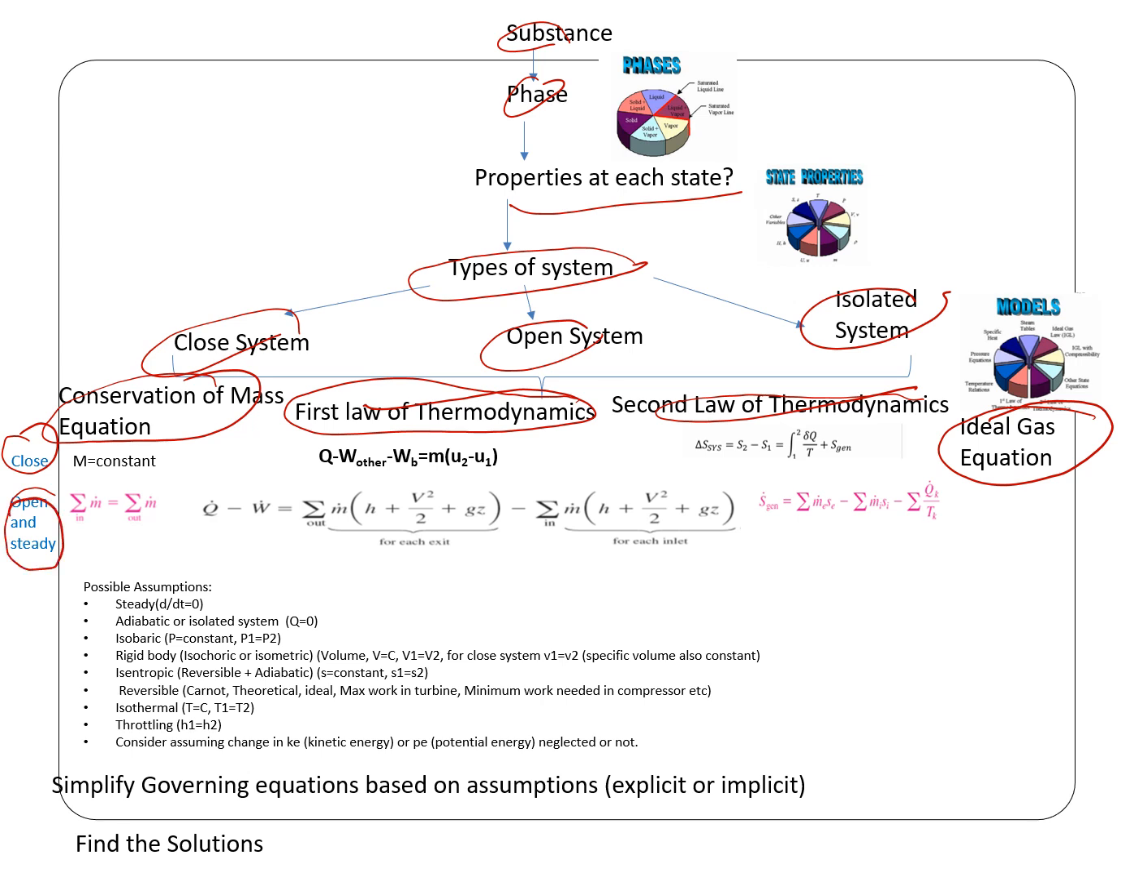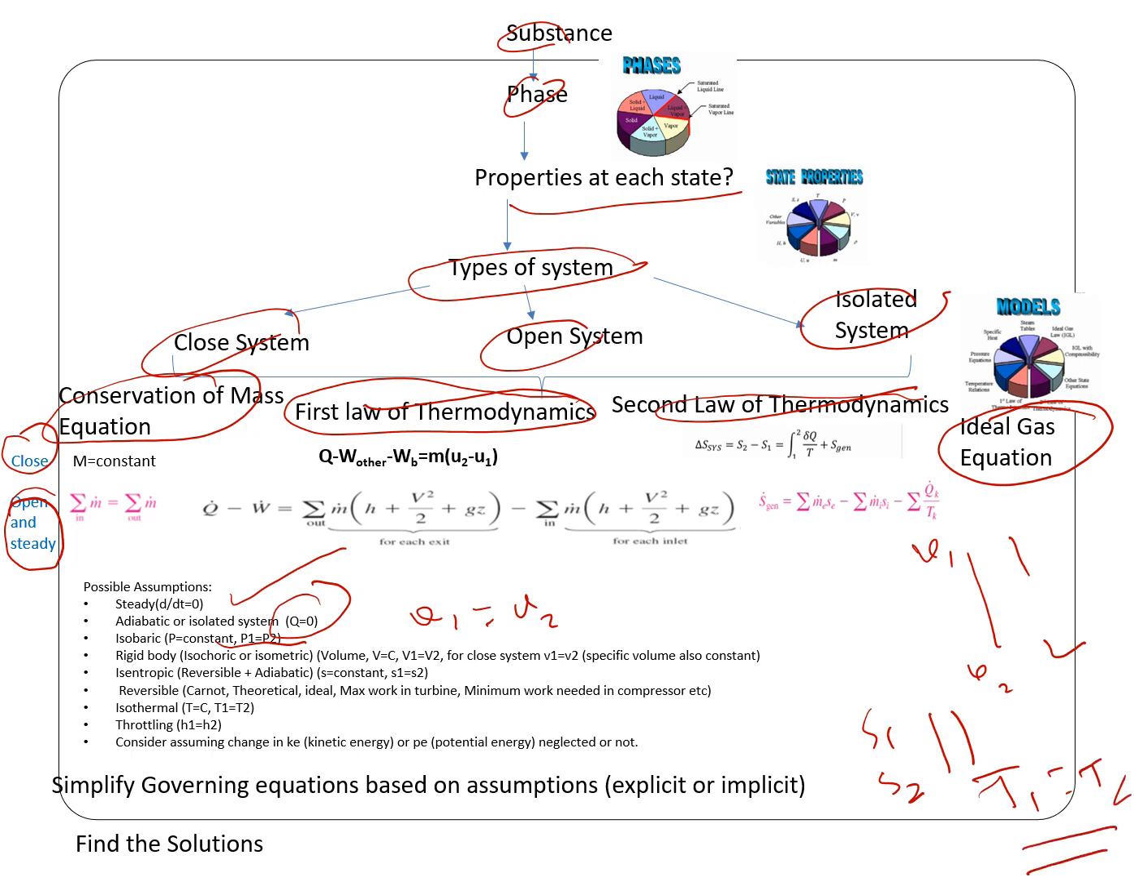The explicit assumptions that are provided in the problems are going to be very important in simplifying these thermodynamic models. For instance, if it says steady, then d/dt would be 0; adiabatic, Q is 0; isobaric, pressure is constant; rigid body means specific volume is constant. So if it's a rigid body, it provides the link between states 1 and 2, so v1 would equal v2. If it says isentropic, s1 would equal s2. If it is isothermal, then T1 would equal T2. These are very important keywords which you need to underline, and based on that it helps you find the unknown property.